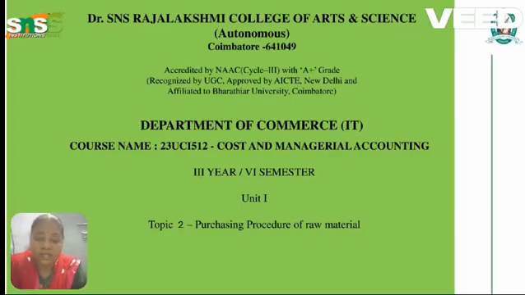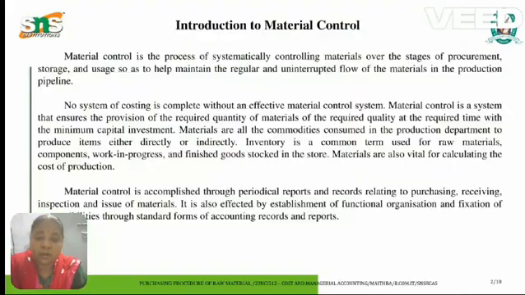Now I'm going to discuss the purchasing procedure of raw material. Material control is mainly based upon the various stages of procurement and usage of material, which controls the flow of material in the production pipeline. Here, the system of costing will be very effective in material control.